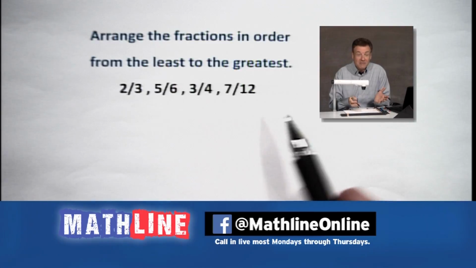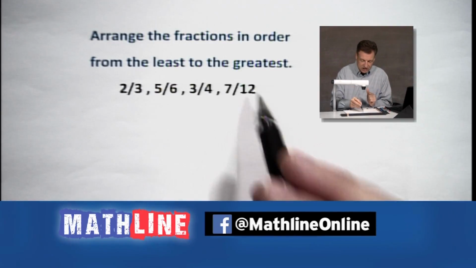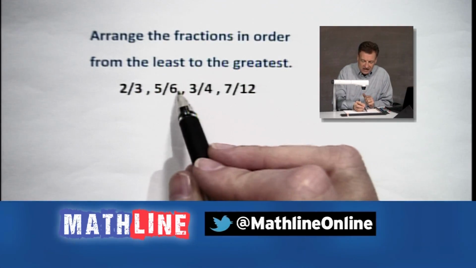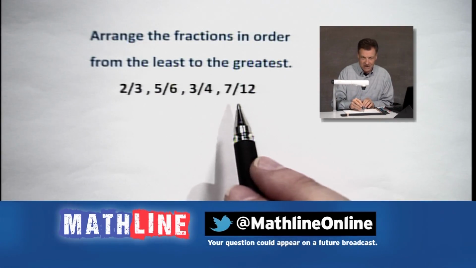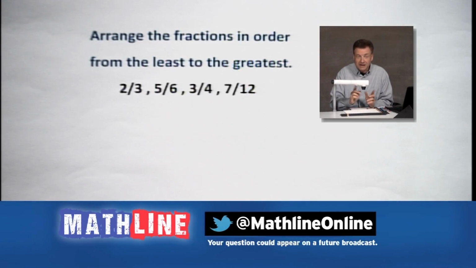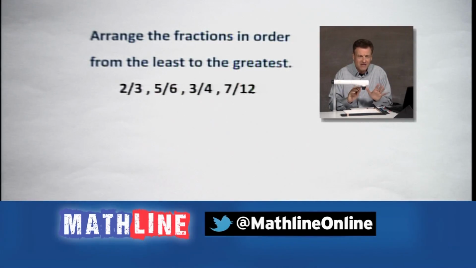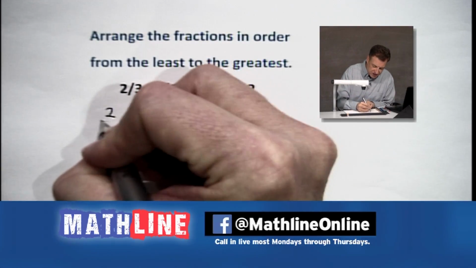Now, they might even be in order already. Some of you are going, I bet that 7/12 is the biggest because it's got a 12 in it. Well, we really can't tell until we write all of these numbers with the same denominator. So 12 is important maybe, as are 2, 3, 6, 4. Everything on this problem is important. So let's write them down and see where we go.